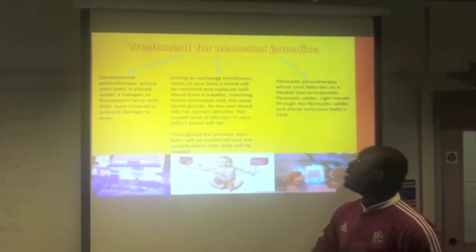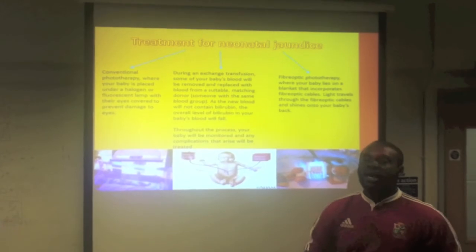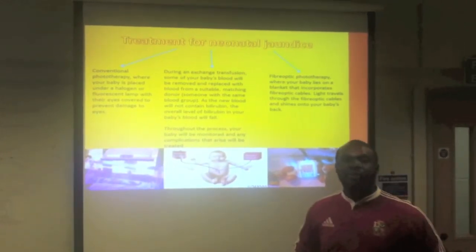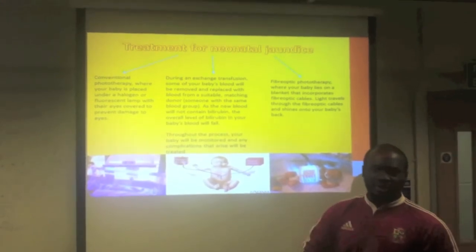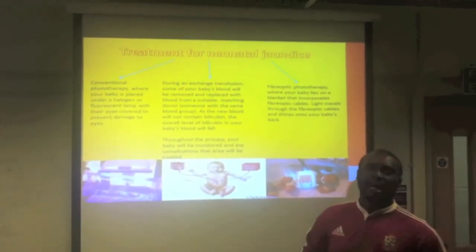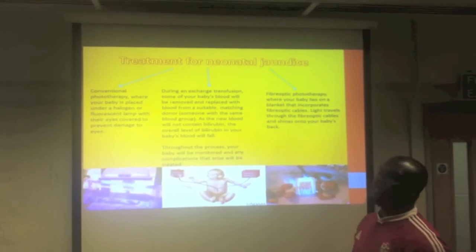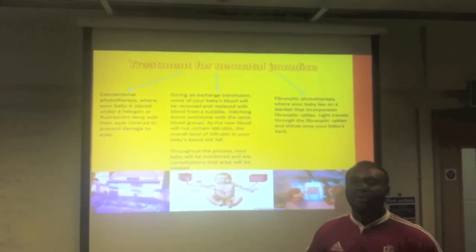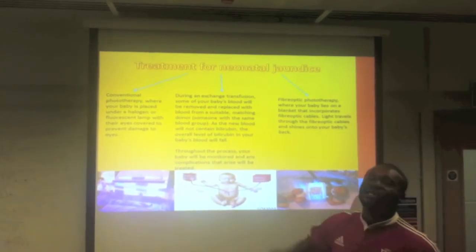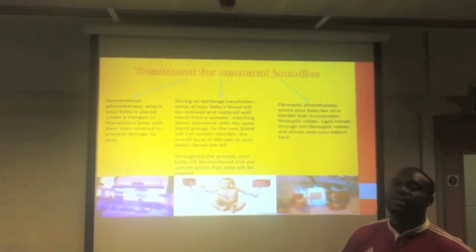The second type is fiber optic phototherapy. This involves the baby wearing a fiber optic blanket, and fluorescent and halogen lighting is surrounded around the baby's body, which once again will convert the bilirubin in the blood into waste products which will be excreted out of the baby's body. The final type is an exchange transfusion. This is in extreme circumstances.